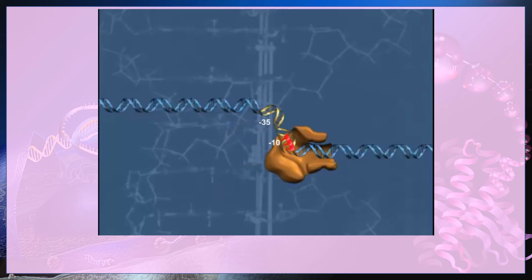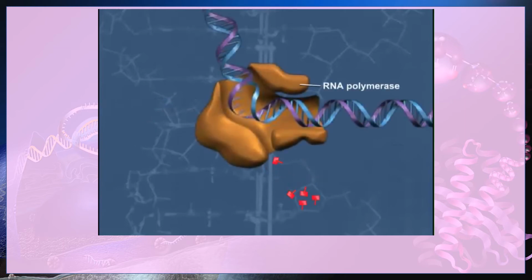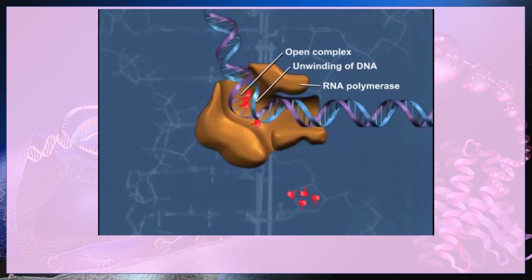As elongation of the transcript continues, the RNA polymerase moves down the DNA molecule and the next sequence in the chain is opened up. As RNA polymerase moves down the DNA strand, the DNA molecule entering RNA polymerase unwinds, forming the open complex, while the DNA exiting RNA polymerase rewinds to form the double helix.